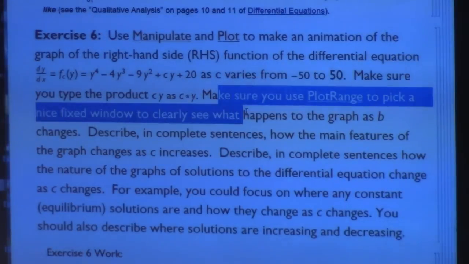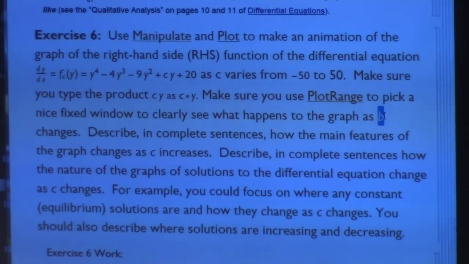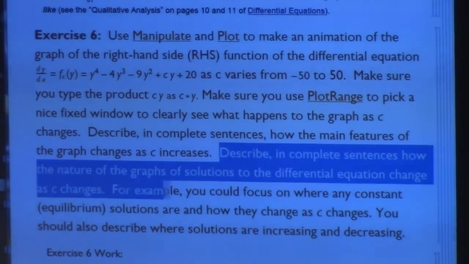Make sure you get a good plot range to show the main features of the graph. Describe how those main features change as c increases. Oh, and yeah, here's the typo. That b should be a c right there. And then start thinking about how it's related to differential equations.